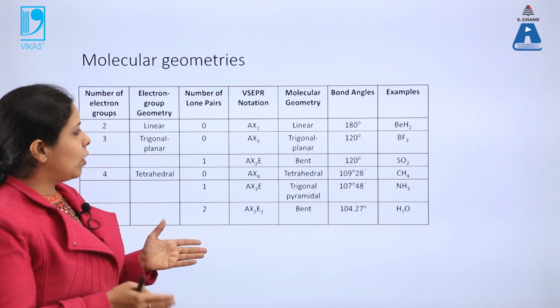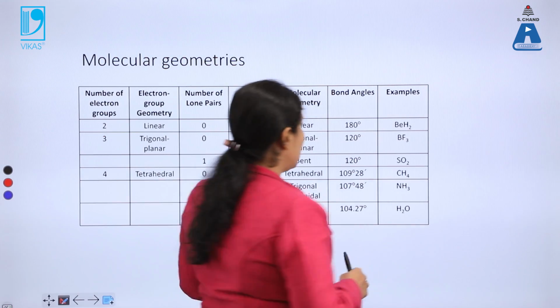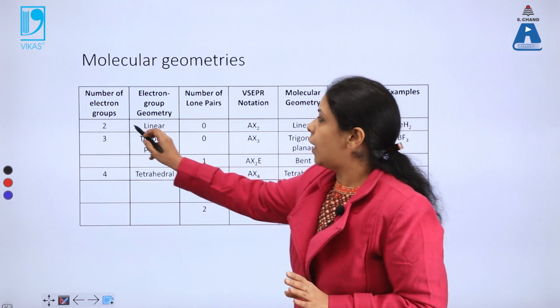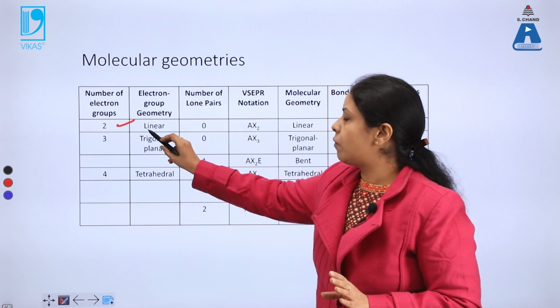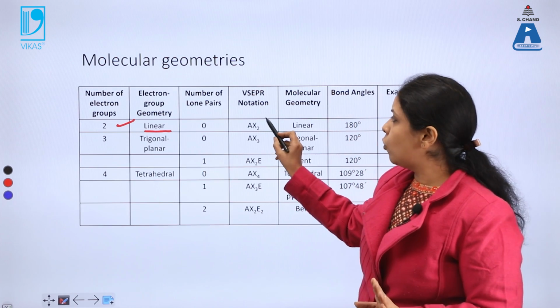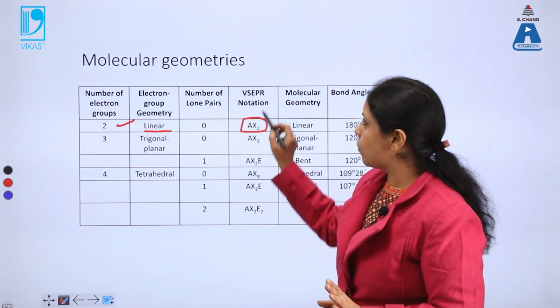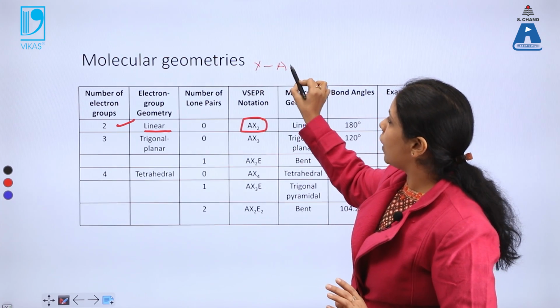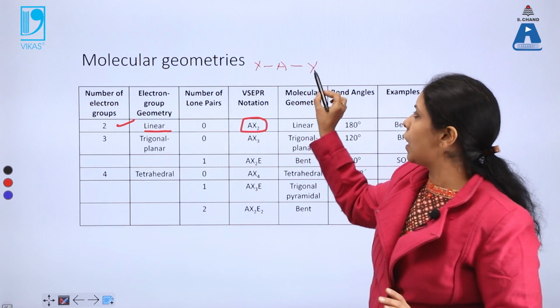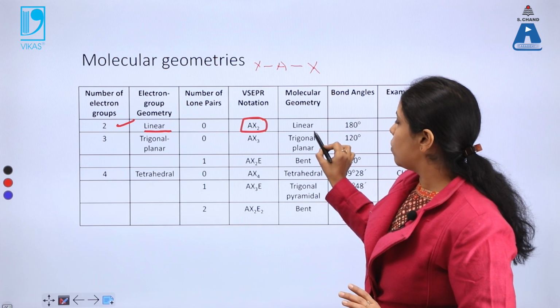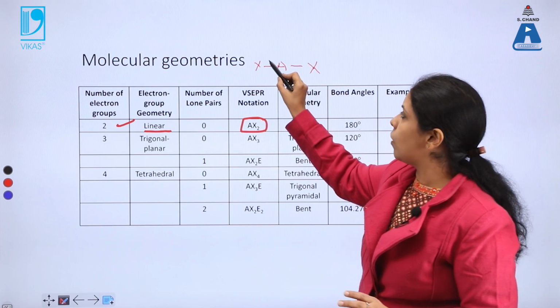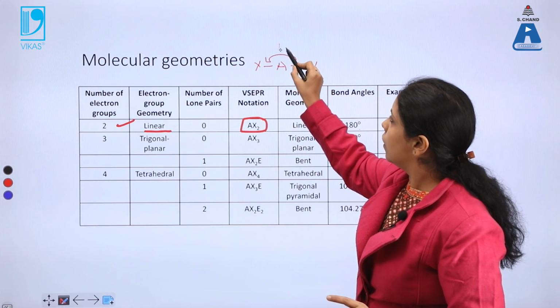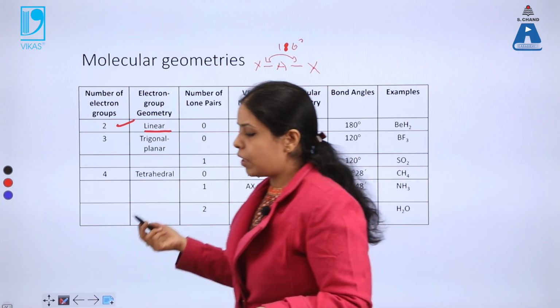Let's see these geometries in detail. This is a table which in general shows the number of electron groups. When it is 2, we have discussed linear. We denote this as AX2. That means 1 A is forming bonds with 2 X, 2 different atoms X. So the molecule is linear and the angle between them is 180 degrees. Right? It's not very difficult to understand.